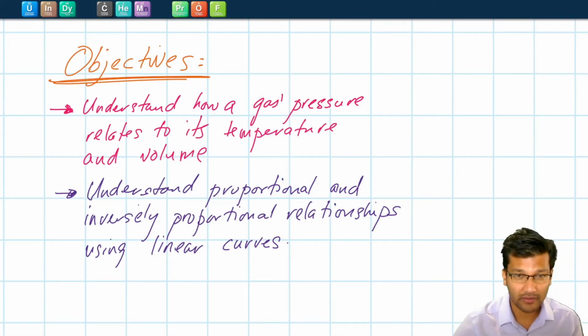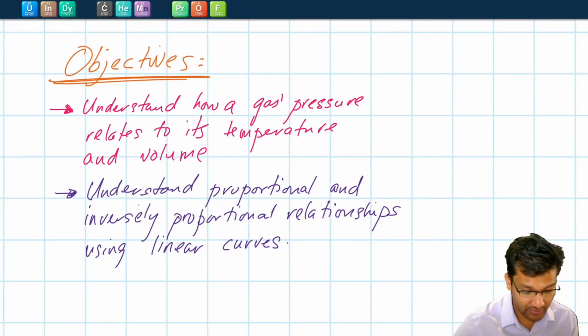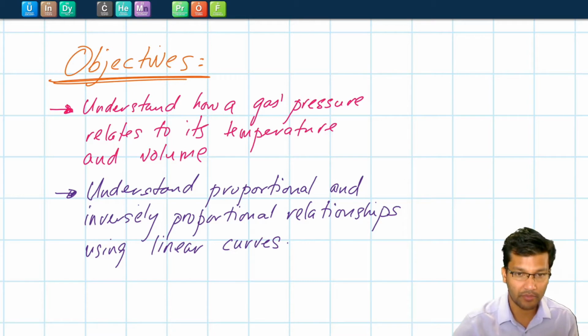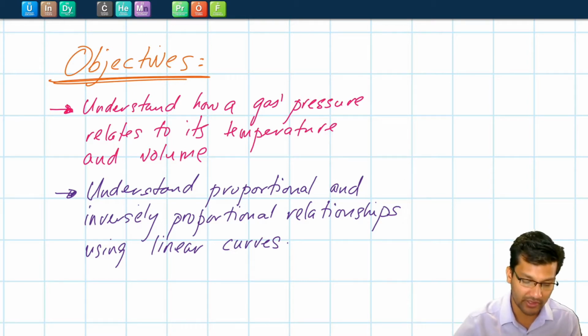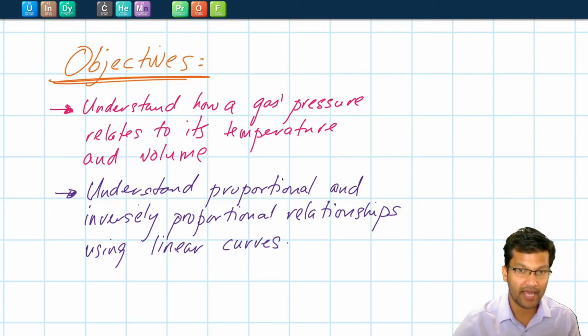By the end of this video, you should understand how a gas's pressure relates to its temperature and volume, and also understand how to use linear curves to understand proportional and inversely proportional relationships. This is sort of just a brief pre-lab lecture for your online labs on gas pressure relationships on Pivot.